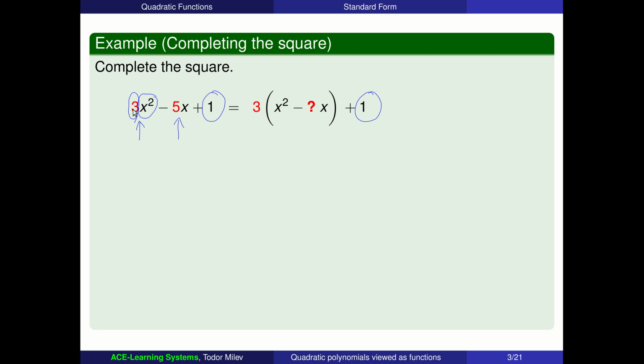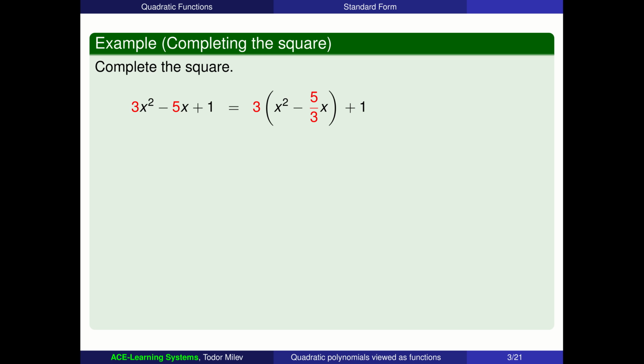Now, of course, when you factor out 3 from 3x squared, you're left with x squared. But what happens with the number 5? What happens with the number 5 when we factor out 3 from it? Well, we get a question mark. So what should I fill in place of the question mark? I'm sure you guessed it correctly. Under the question mark, there must be 5/3.